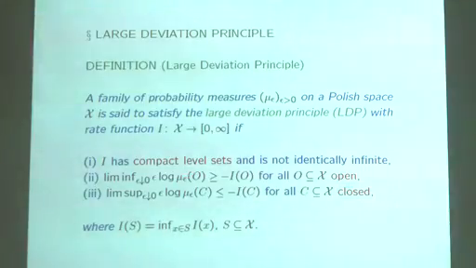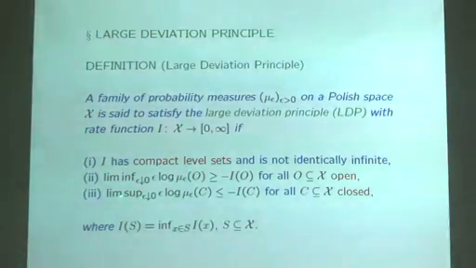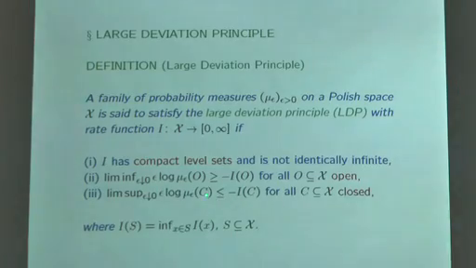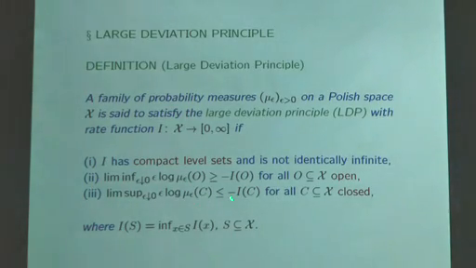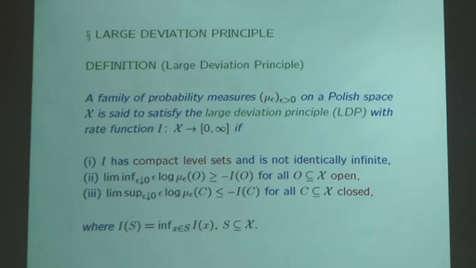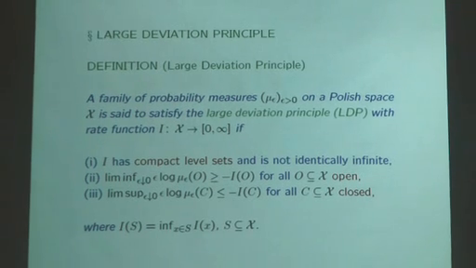And for closed sets you need an upper bound saying the lim sup of the same thing on a closed set C would be bounded from above by minus I_C, and I_C would be the infimum over all x in the set C of this rate function. And if this is true for all open sets and all closed sets, then we say that we satisfy the large deviation principle. So the large deviation principle is a property which you can assign to a family of probability measures.